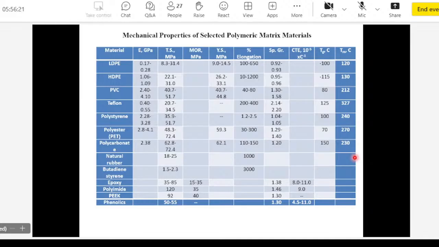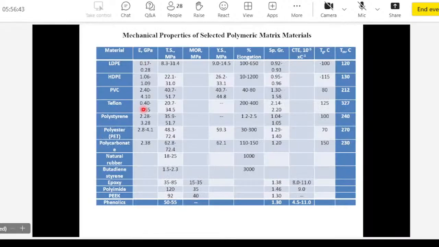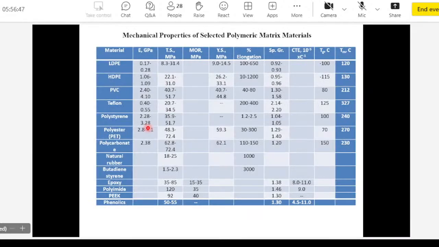Here are some actual data on mechanical properties and thermal properties of common polymeric materials. We are looking at the modulus, tensile strength, yield strength, elongation, specific gravity, and other properties here. The main takeaway here is that most polymers are not stiff. Their modulus, elastic modulus, is pretty low, 1/10 to about 2 or 3 gigapascals only.